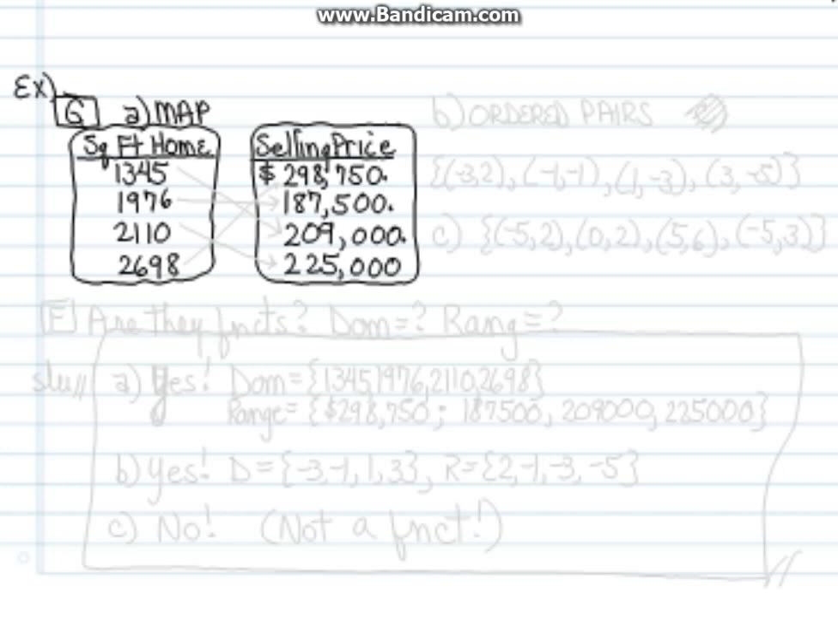And at the time that they took this survey, the selling price, well, we have a list of first $298,750, $187,500, $209,000, and $225,000. Now what we're missing here is the actual relation, the arrows that indicate how the square footage is associated with the price. So we'll just draw those in right now. Draw in those arrows. Okay.